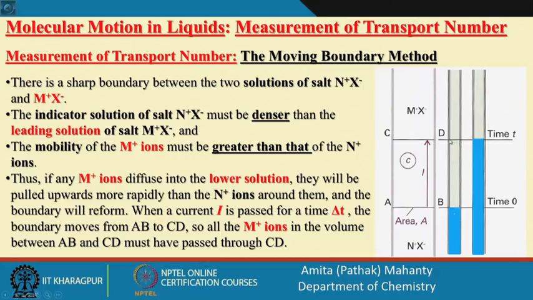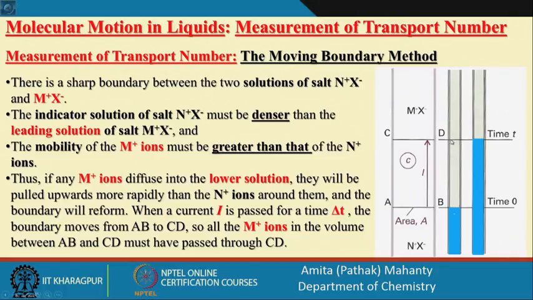So, what is our volume of interest? Our volume of interest is ABCD. Okay. So, what happens? The MX is going to diffuse into the solution, and as we move from AB to CD, the M plus ions in the volume element have crossed this boundary CD. Okay.